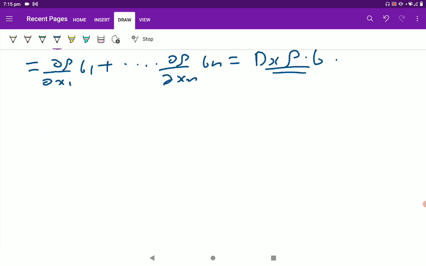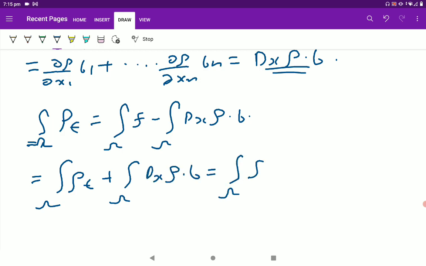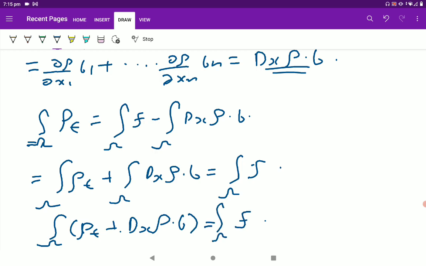Now we will rewrite this manipulation in the conservation of mass equation. After rewriting, we are going to get this expression as the integral over the subdomain of rho t equal to f minus dou x of rho b, which can be written as rho t plus the integral over the subdomain of dou x of rho b equal to f. And after further simplifying, we write it in this format: rho t plus dou x of rho b equal to f, this is the source, that is f.